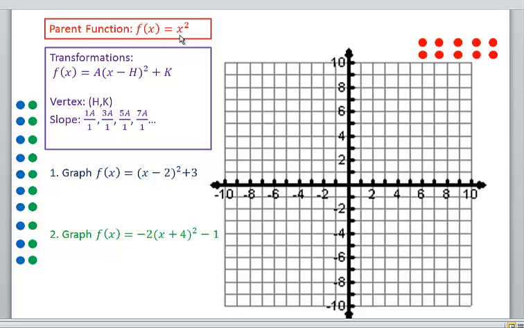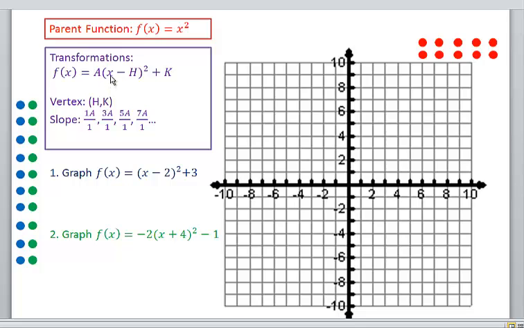Based on that, we have a number of different changes or adjustments that can take place. We can subtract a value within the parentheses by the x, we can add a value outside, and we can multiply a value out front. These values, a, h, and k, will all be used to graph. Our h and our k will be used to find our vertex.